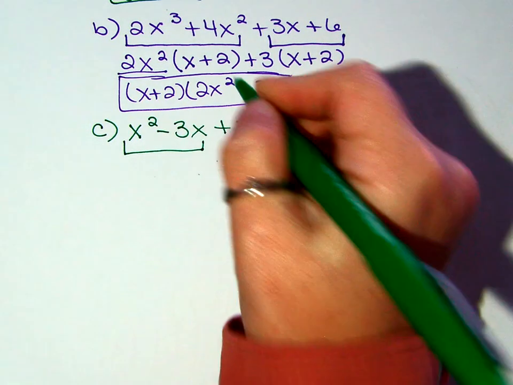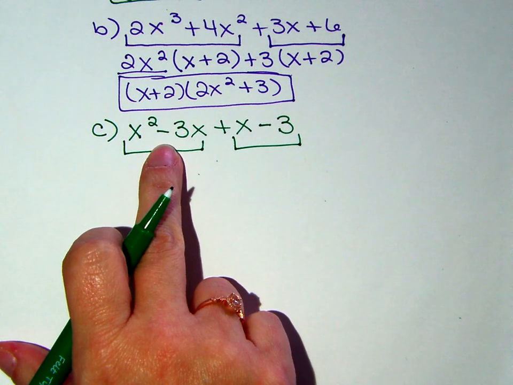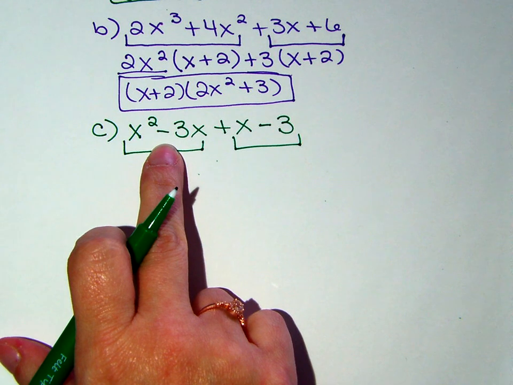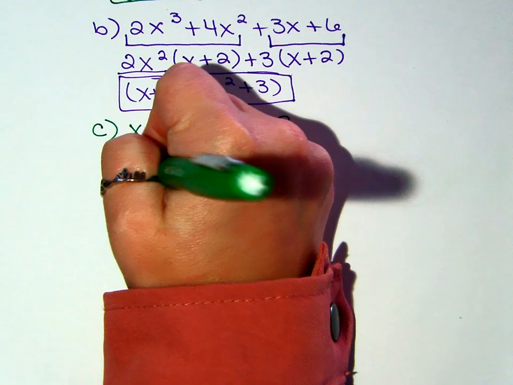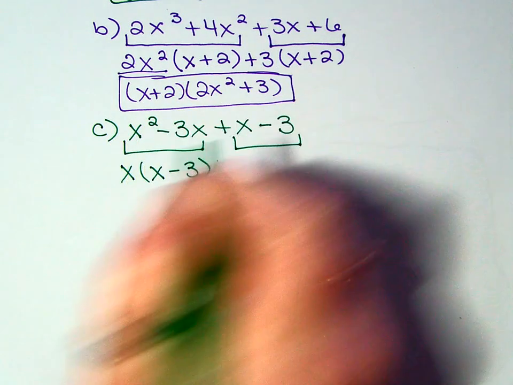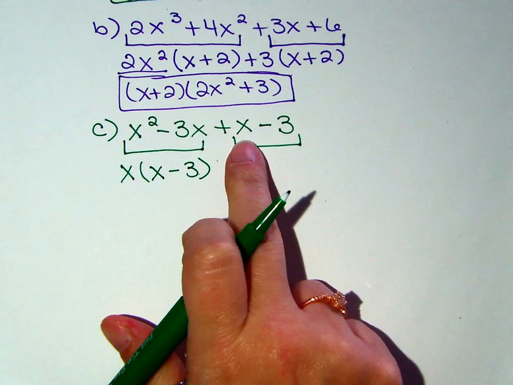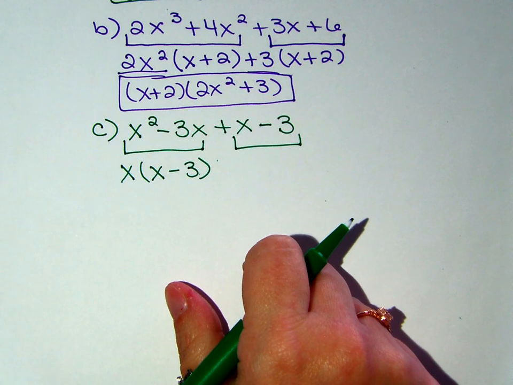Okay, we're going to do our groupings. In this first grouping, the x squared minus 3x, what do they have in common that we can pull out? An x, which will leave me with an x minus 3. Now, what about here? What does an x and a minus 3 have? Or do they have anything? They don't really have anything.